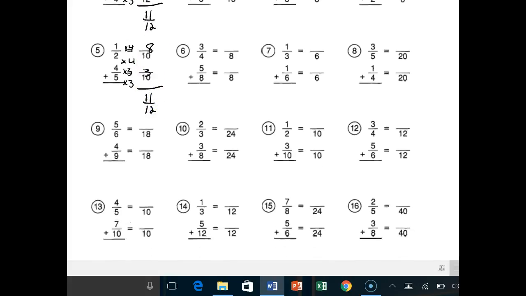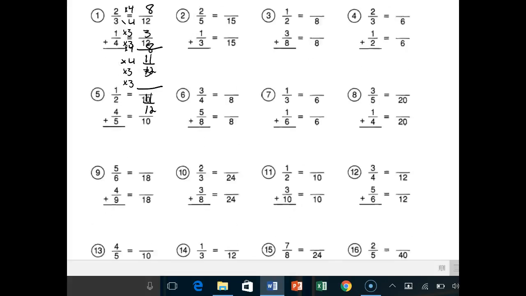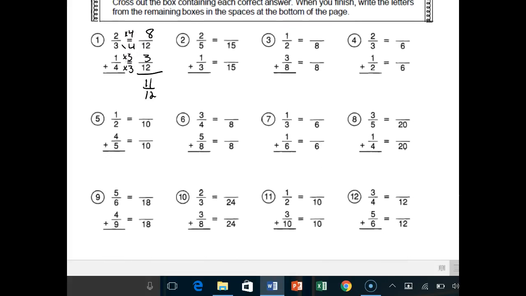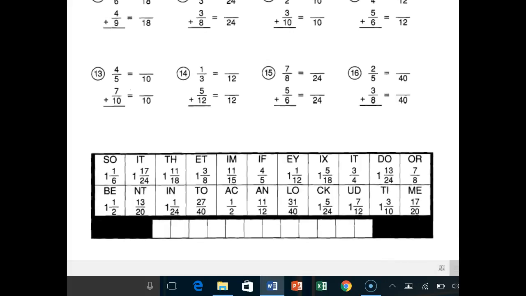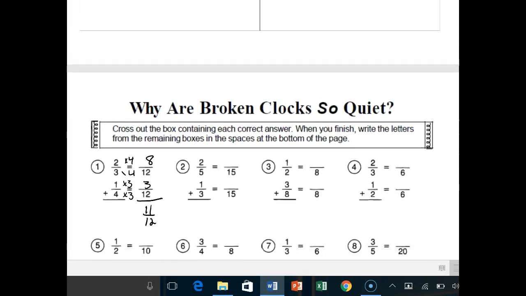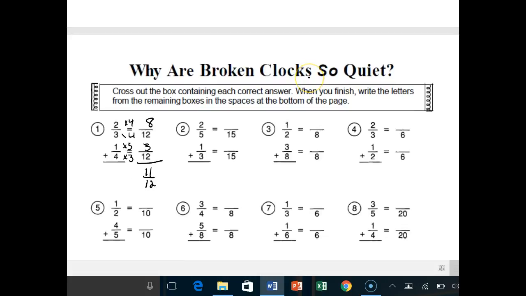I go to the bottom. I find 11 over 12. Oh, I don't know why that's moving, sorry. I go to the bottom. I find 11 over 12, and I cross it off. So 11 over 12, 11 over 12, 11 over 12. Where are you at? There you are. Cross it off. What's remaining will go right in there. And it will give you the answer to why are broken clocks so quiet.